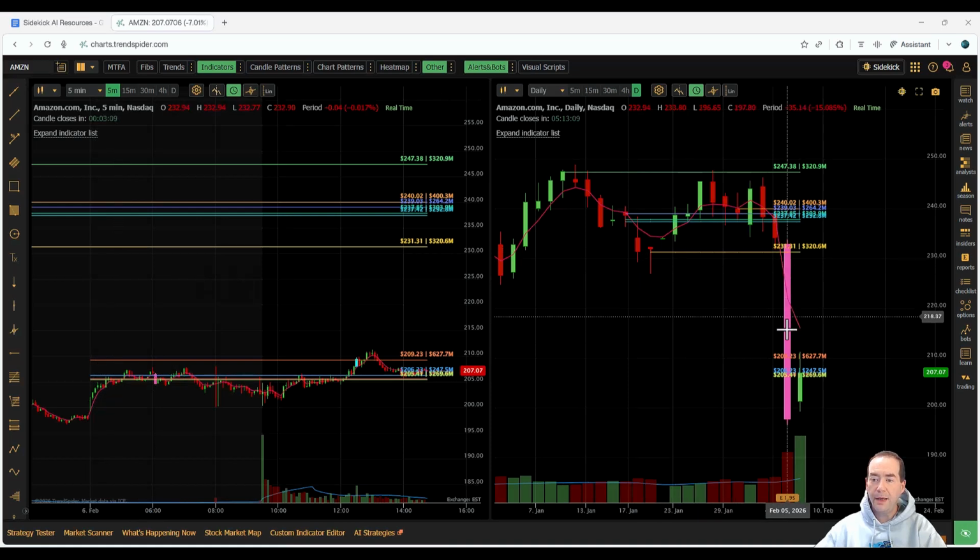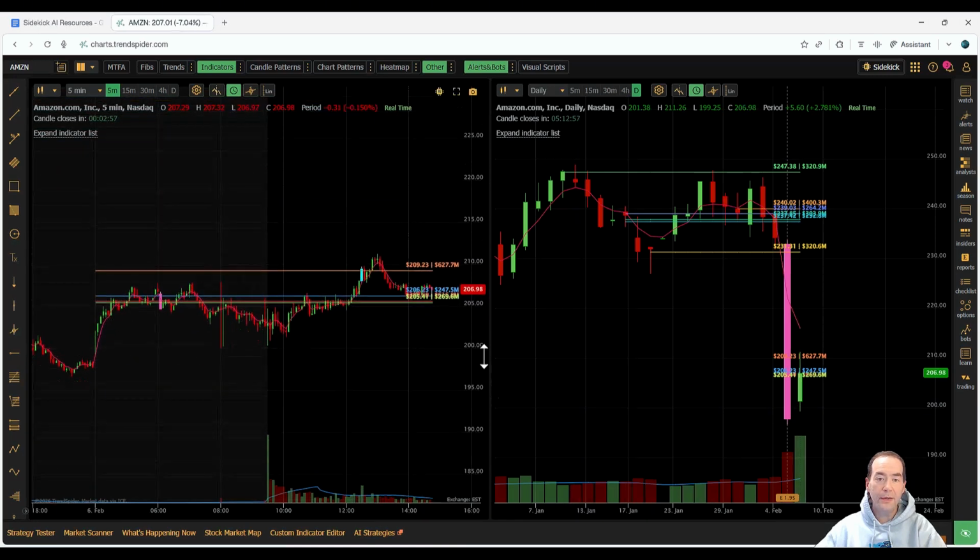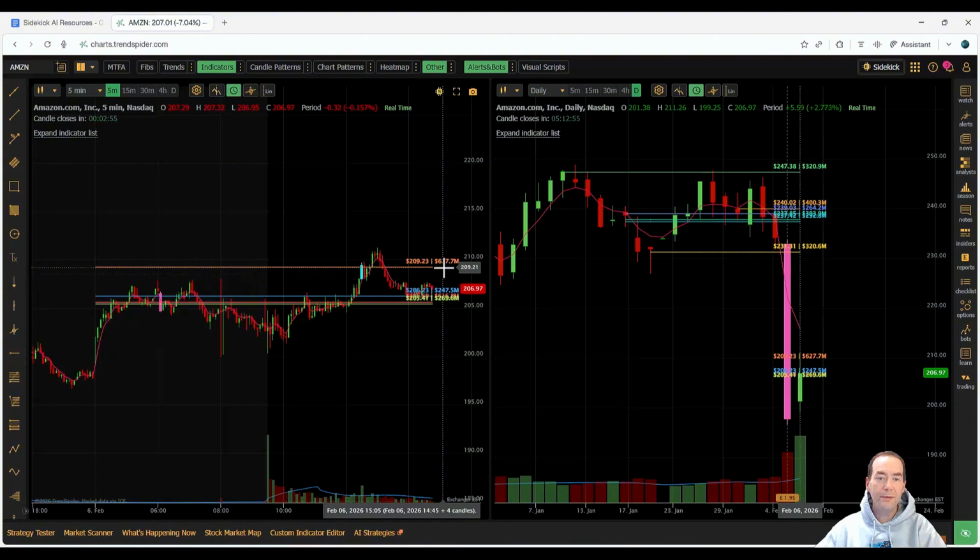So Amazon died here on earnings. You can see this big purple candle. That's painful. And today, look at the size of this candle, and look at the volume. There were massive trades on Amazon. Let me zoom in here. 627 million, 209.23, 247 million, 206.23, 269 million.